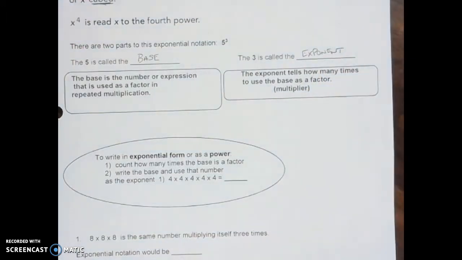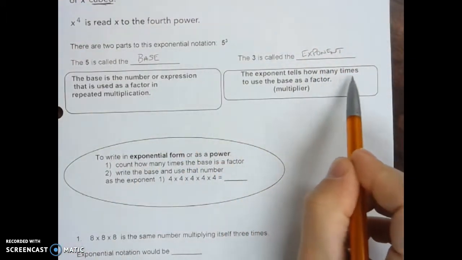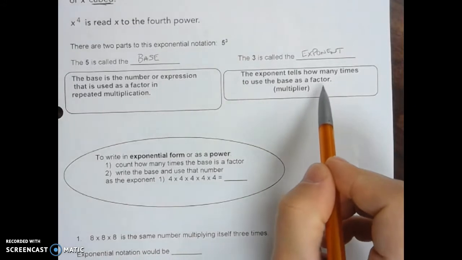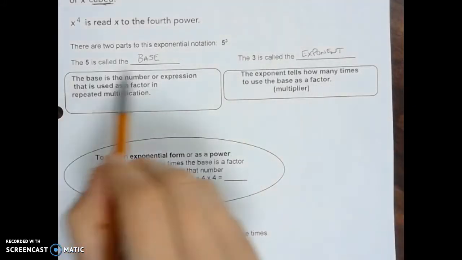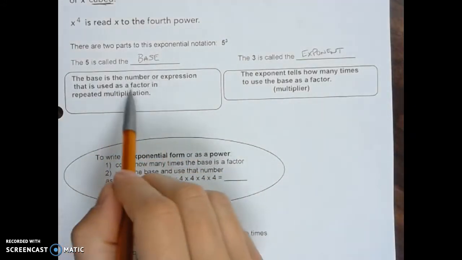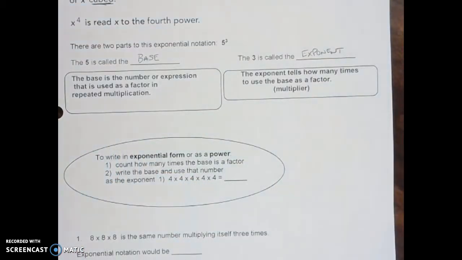The 3 is the exponent. The exponent tells you how many times to use the base as a factor. So again, the base is the number or expression that's used as a factor in repeated multiplication. The exponent tells you how many times to use the base as a factor.